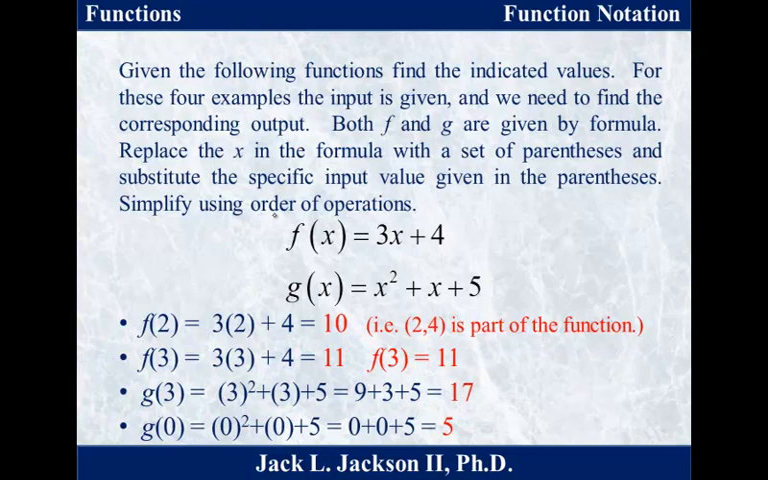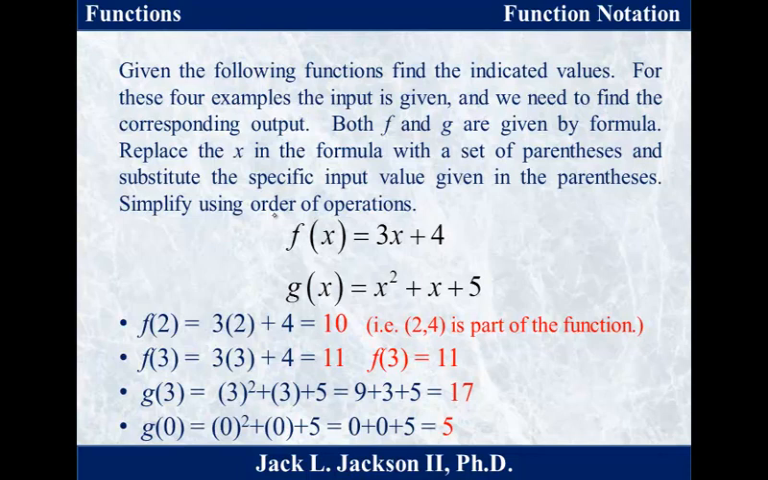What is f of 2? Well, you take 3x plus 4, put parentheses where the x is, and put 2 in those parentheses. So it's 3 times 2 plus 4. Now just use order of operations to figure it out. 3 times 2 is 6, plus 4 is 10. So f of 2 equals 10. In other words, 2 comma 10 is part of the function. Typo, we'll have to fix that.